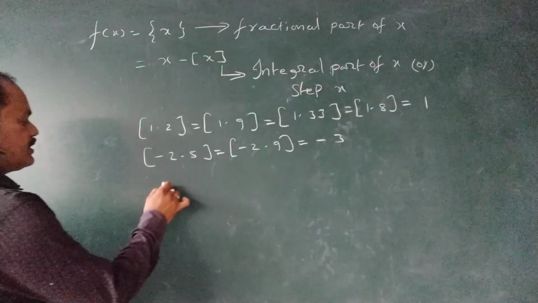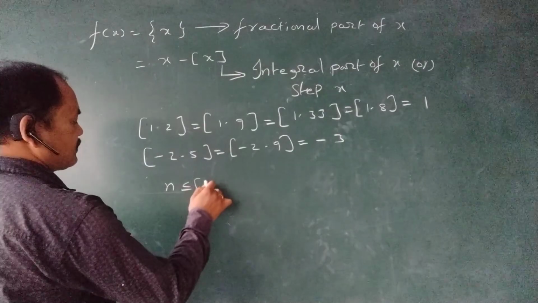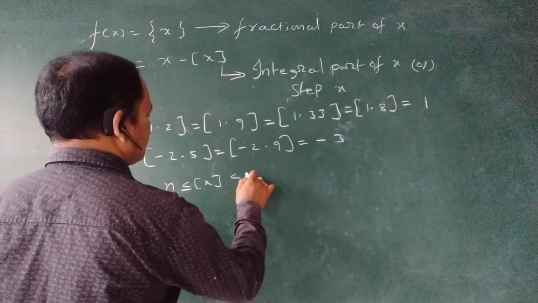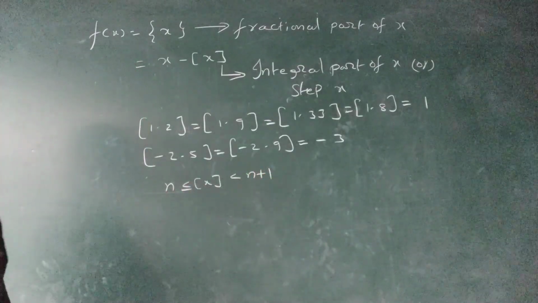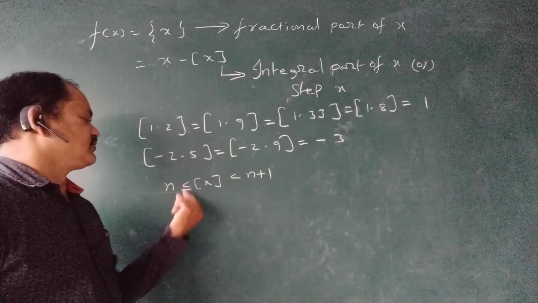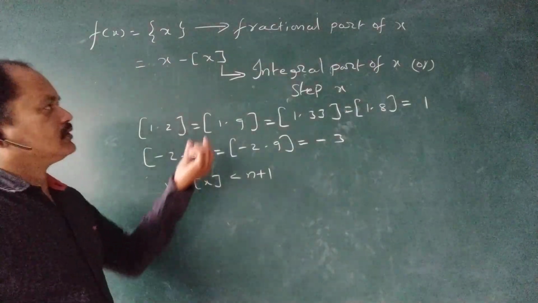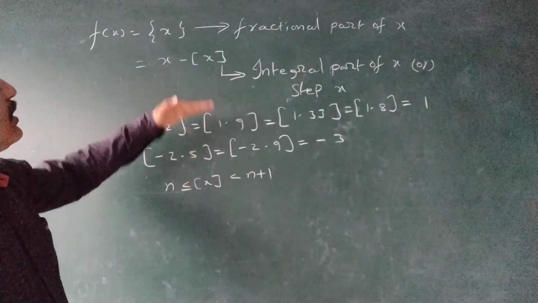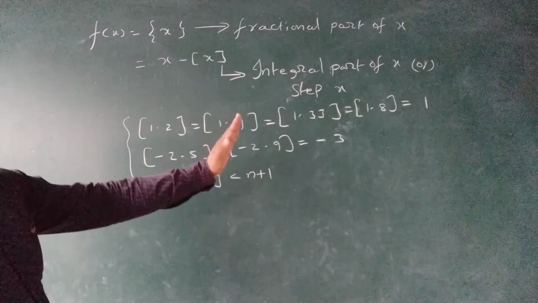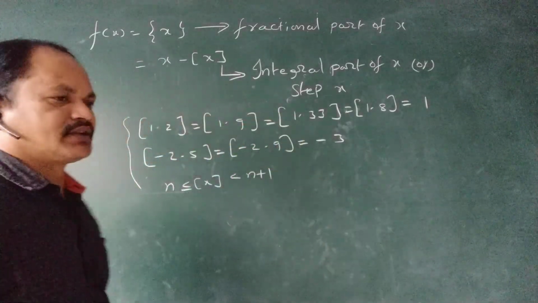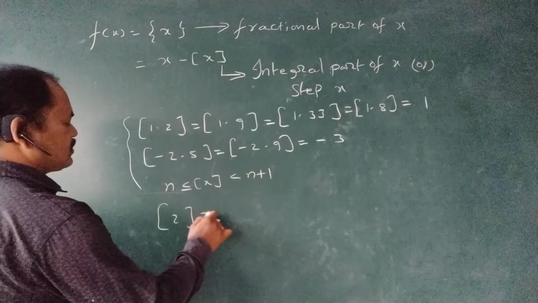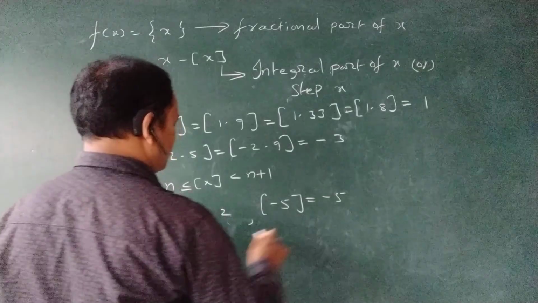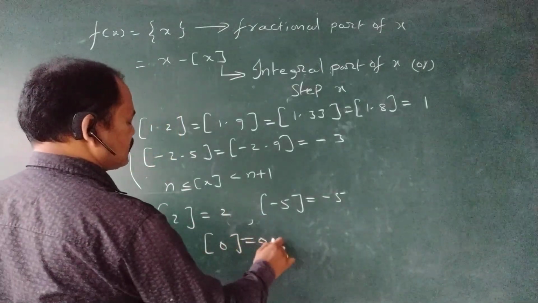That means n is less than or equal to step x, which is strictly less than n plus 1. This is the definition of the step function. Definitely it gives an integer, so it is called the greatest integer function. These are the examples. So step of 2 is equal to 2, step of minus 5 is equal to minus 5, and step of 0 is equal to 0.